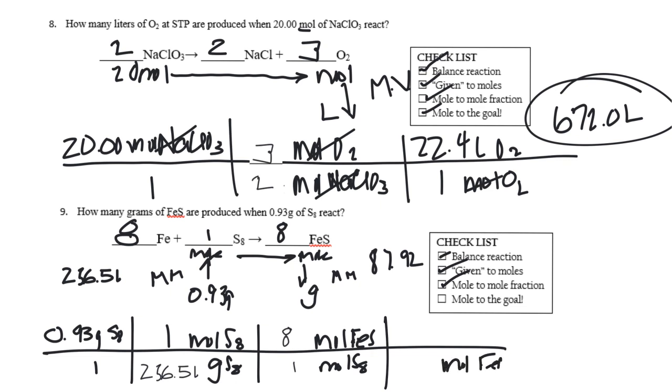Mole FeS. I want to get to gram FeS. 1 goes next to mole because I'm going from mole to some other unit. And then the 87.92 is the molar mass of FeS. That goes there. I have now done mole to the goal. I have my math all set up. I get my answer, and I get 2.5 grams of FeS.